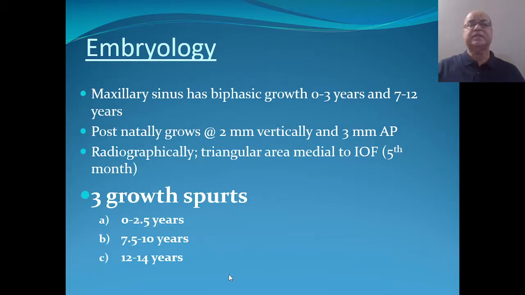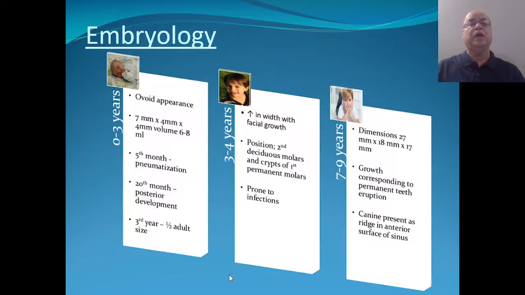The maxillary sinus has spurts of growth according to the dentition. When deciduous teeth are erupting around 0 to 3 years of age, the maxillary sinus is developing, and then secondary dentition starts around 7 to 12 years and is completed about 12 to 14 years. So there are different growth spurts. Postnatally, it grows 2 mm vertically and 3 mm anteroposteriorly, and radiographically it is a triangular area medial to the infratemporal fossa.